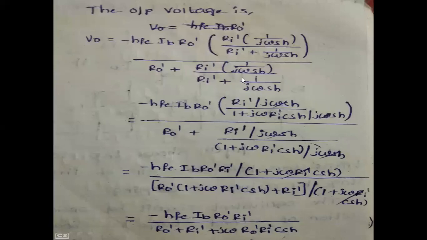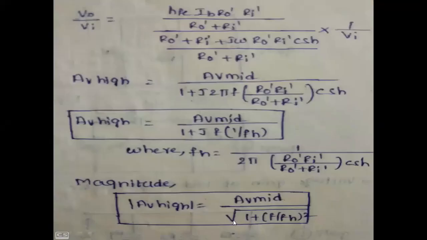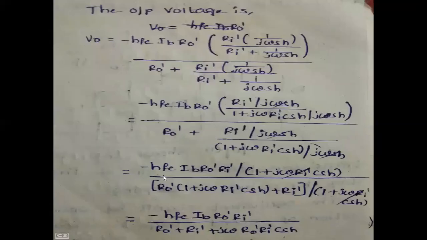So if you simplify this equation, we are taking the LCM here, and some terms will be cancelled. And if you perform the analysis as in the previous manner, then we have the final equation, that is minus hFE IB R0 dash RA dash by the remaining term: RA dash plus R0 dash plus j omega R0 dash RA dash into CSH. Okay. And here this is the V0 value.